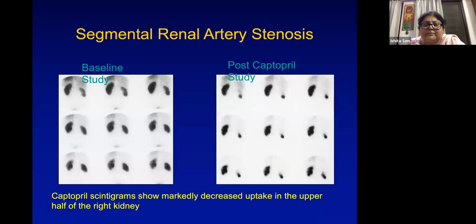You can also have a segmental renal artery stenosis. And here you can see that on the captopril scintigram, there is a markedly reduced function seen in the upper half of the right kidney. So it is the segmental artery which has a renal artery stenosis.